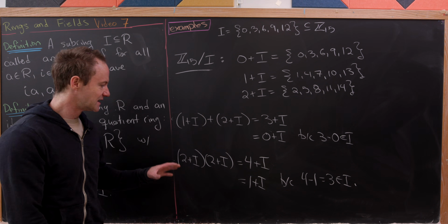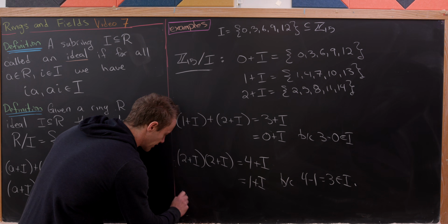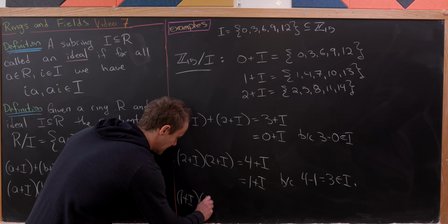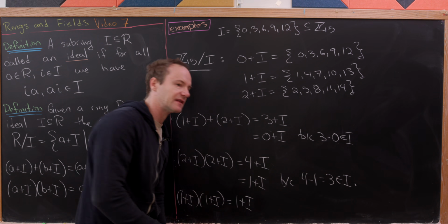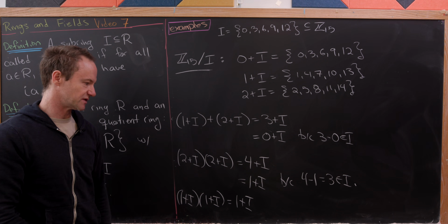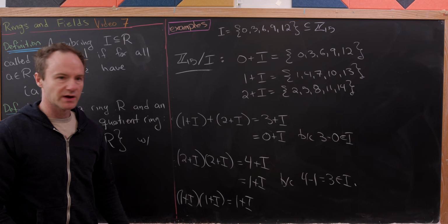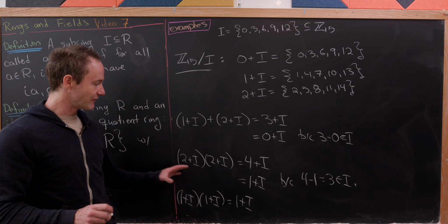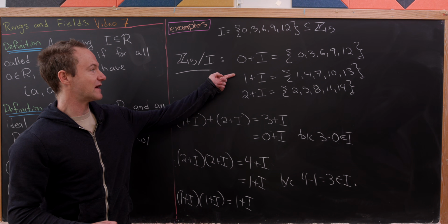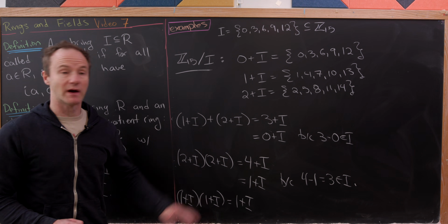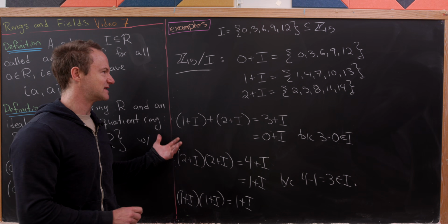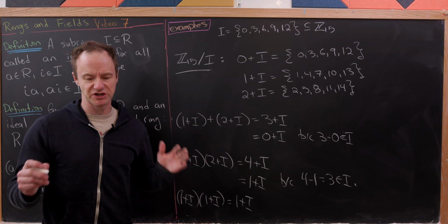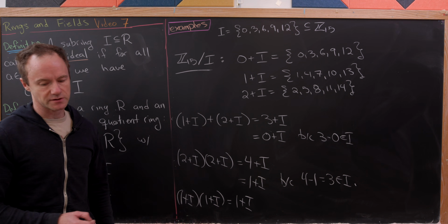In fact, I think you could probably argue that 1 plus I times 1 plus I is equal to 1 plus I, meaning that 1 plus I is also its own multiplicative inverse. But what that shows us is that we have two elements that are non-zero, so everything that is non-zero is in fact invertible. So that makes this thing actually a field, which I think is pretty interesting also.